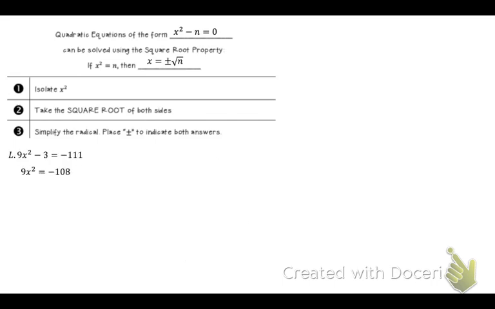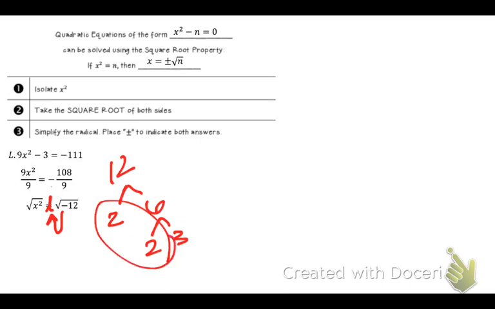This one, add the 3 over, you get -108. Divide by 9, you get -12. Square root both sides. This is where we have to simplify this and pull out that i and break down the square root. So if we do this, the i comes out. 12 breaks down to 2 and 6, which is 2 and 3, so we can pull out that 2. So this is going to be x equals plus or minus 2i square root of 3.